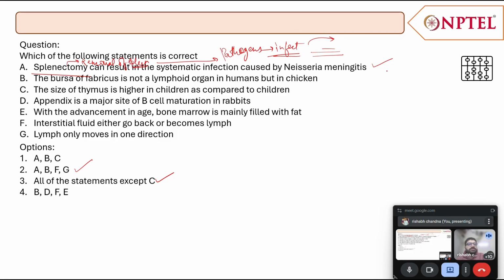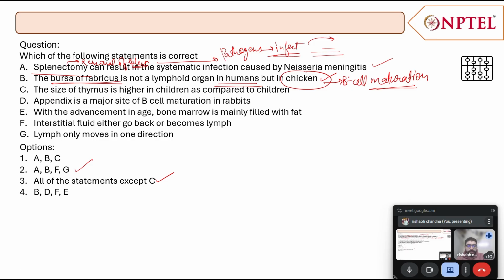The bursa of Fabricius is not a lymphoid organ in humans but in chicken. So yes, this is also correct. The bursa of Fabricius is a major lymphoid organ in chickens where it helps in B cell maturation. B cell maturation in humans takes place in bone marrow. So this one is correct.